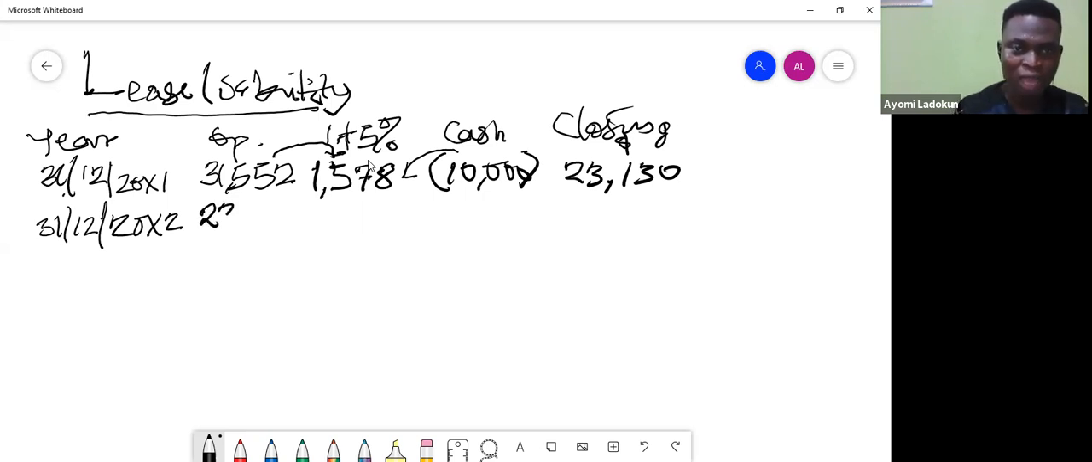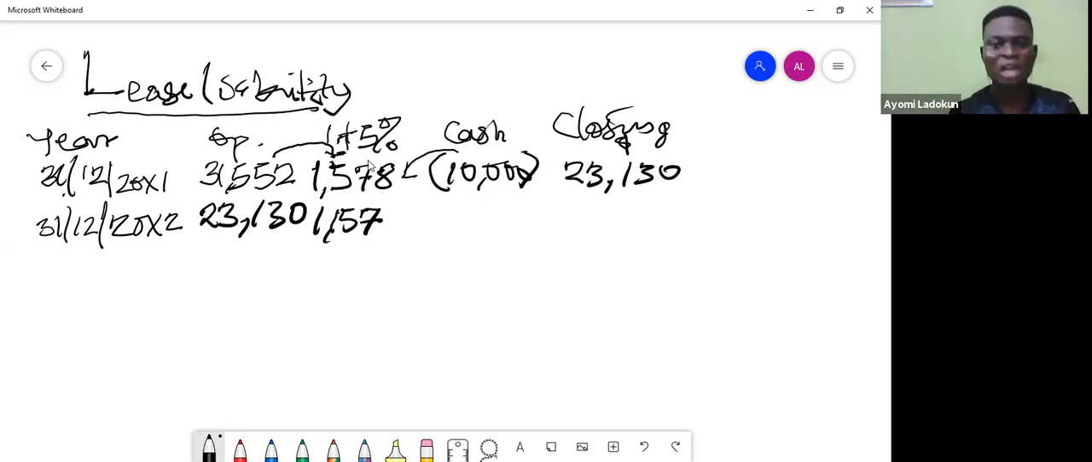So here I have 23,130. Can you see that? Then I also compute 5% on that figure. So I'll say 23,130 multiplied by 0.05, so that I can have 1,157. Can you see that? Did you see that?